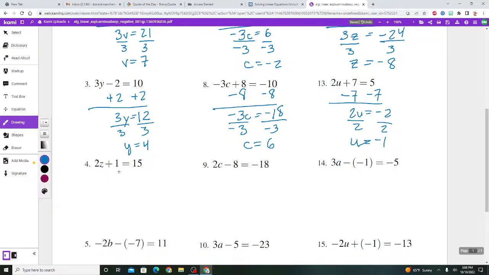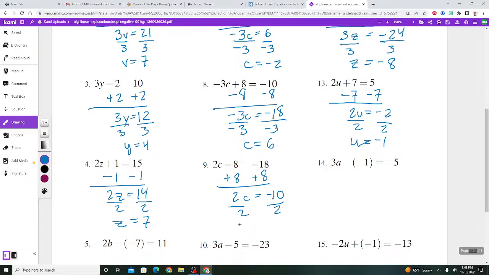Number 4, we've got minus 1 to both sides. That's 2z equals 14. We divide both sides by 2. Z now equals 7. Over here, we're going to add 8 to both sides. Adding 8 to both sides, we get 2c equals negative 10. We divide both sides by 2, and c equals negative 5.